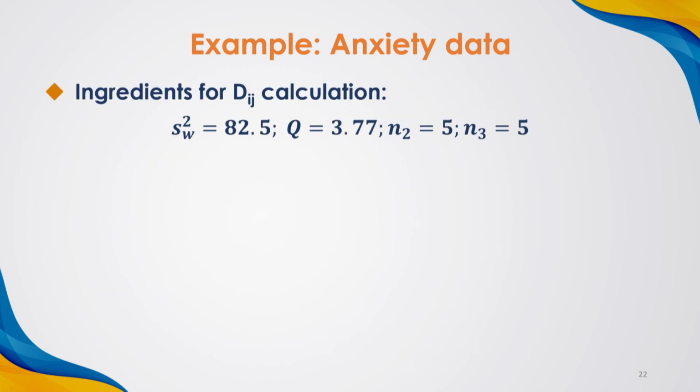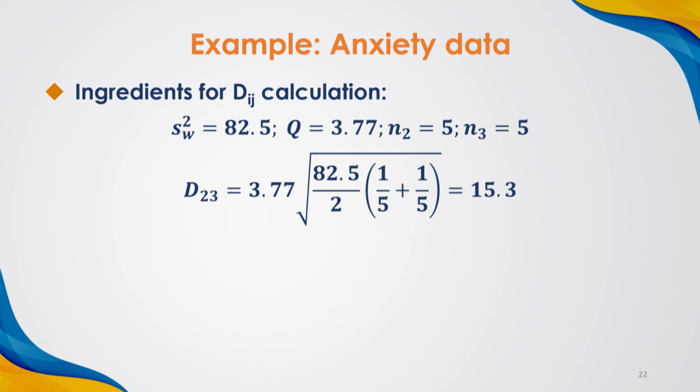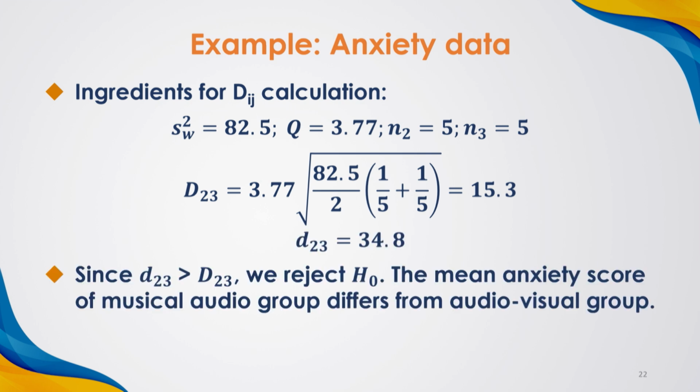The ingredients of the calculation go the same way, only we have to change the sample size of each group, 2 and 3, and after substituting all these ingredients in the model, we get D23 is equal to 15.3. By comparing these two values, we are again rejecting the null hypothesis, concluding that the mean answer score of the musical group differs from the audiovisual group.